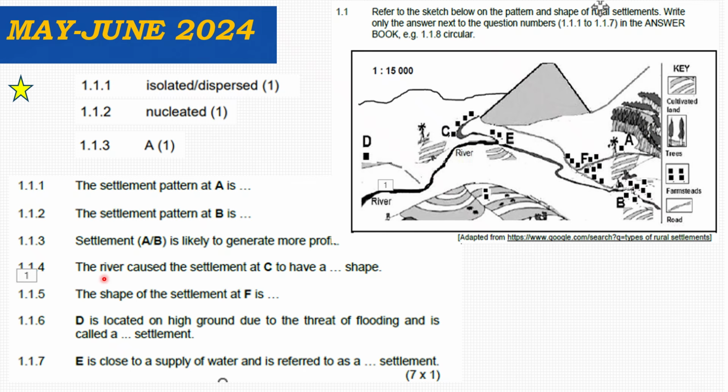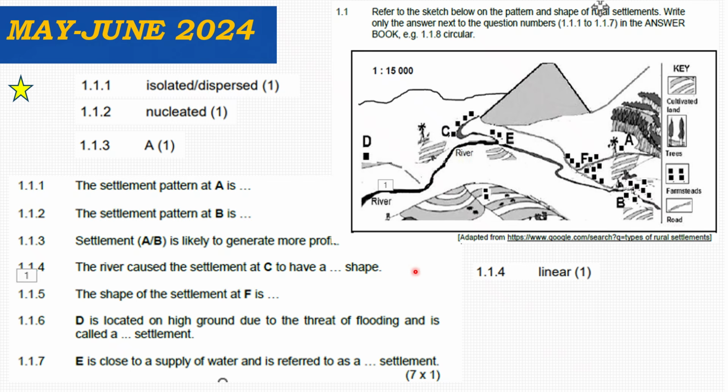1.1.4. The river caused the settlement at C to have a shape. You can see it's along a river now. What type of shape is it? You can see it's along a line. Remember, a river is a line feature, so obviously the settlement is going to be linear. Here's 1.1.4. It's a linear settlement.